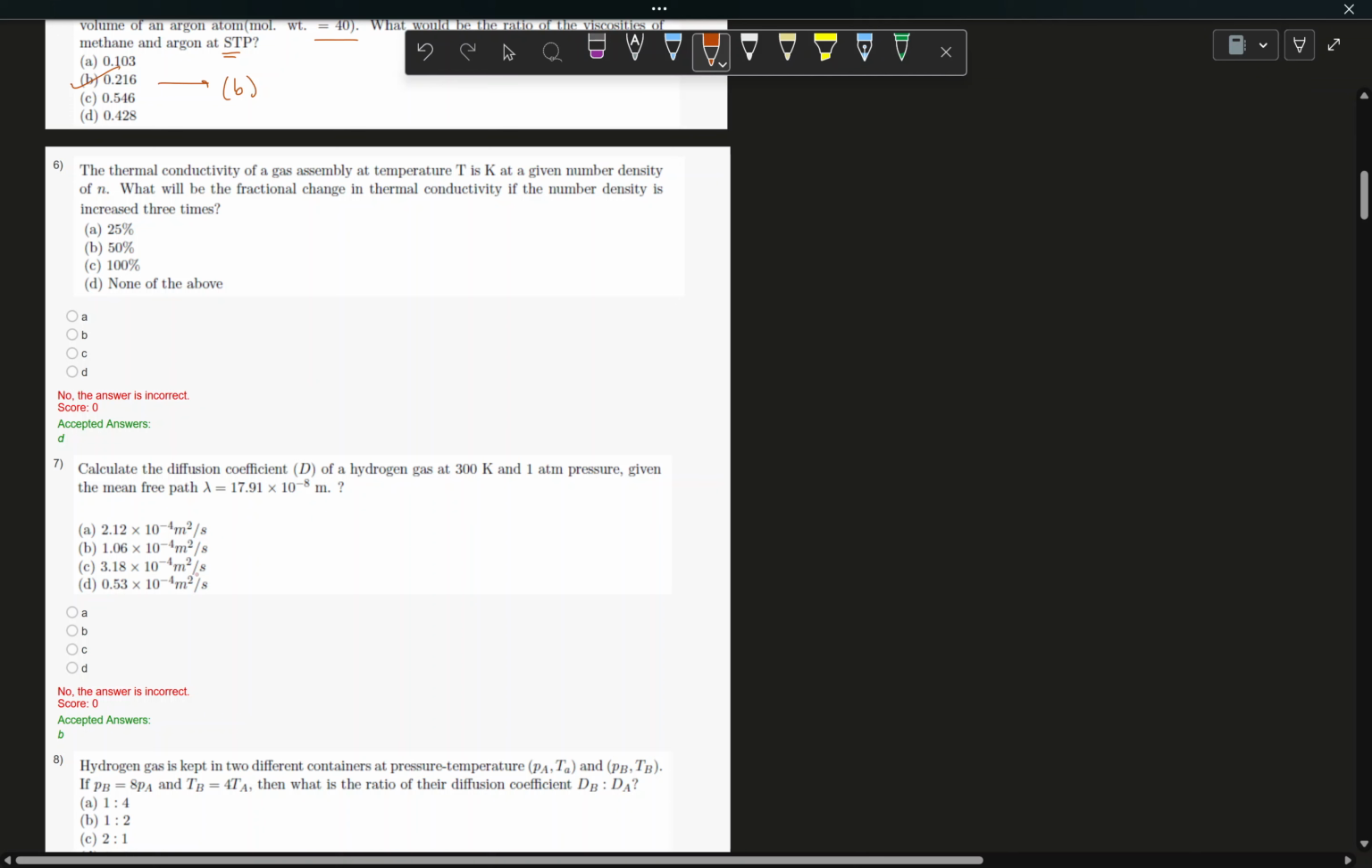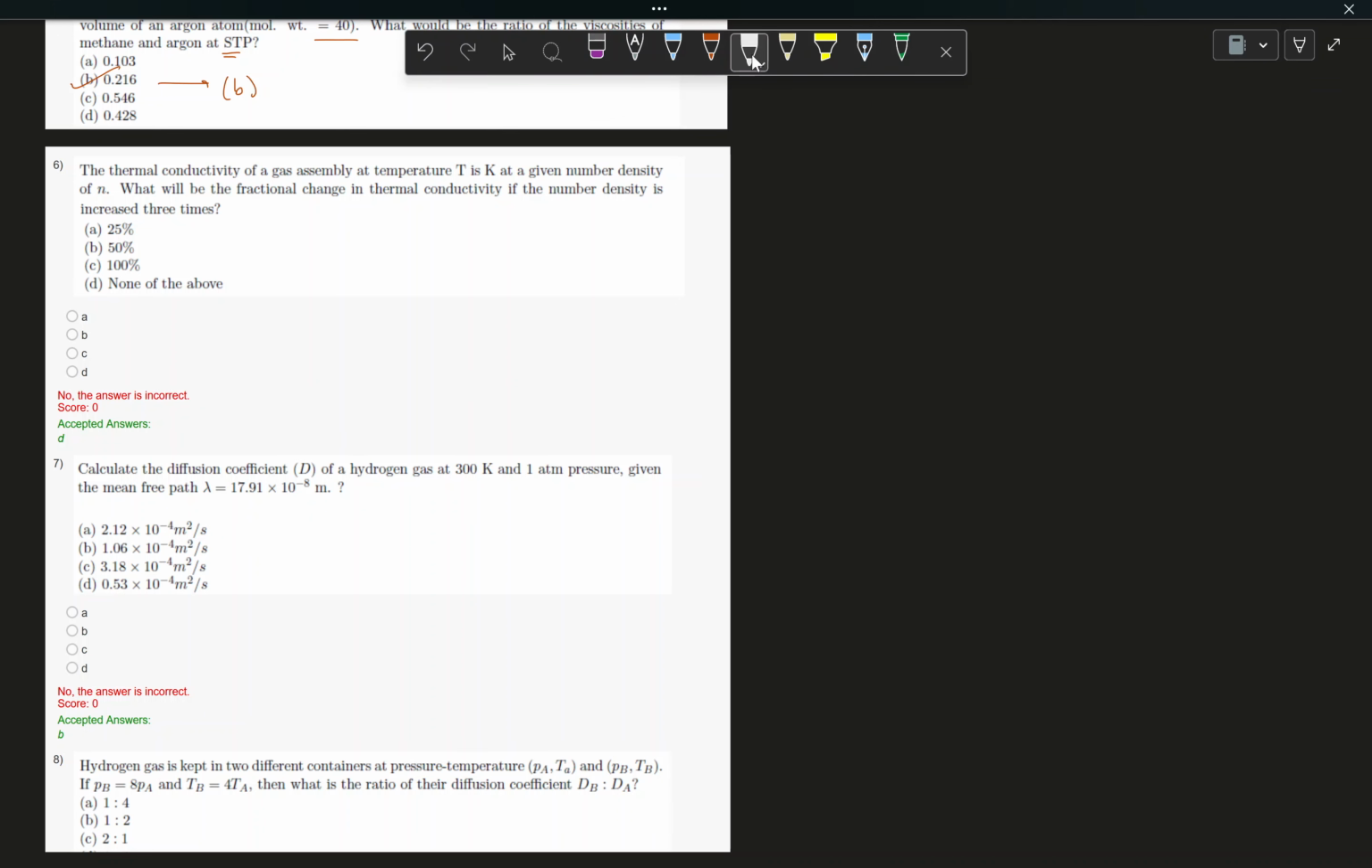Alright. Then question number 6 is: the thermal conductivity of a gas assembly at temperature T is K at a given number density of small n. What will be the fractional change in thermal conductivity if the number density is increased 3 times?